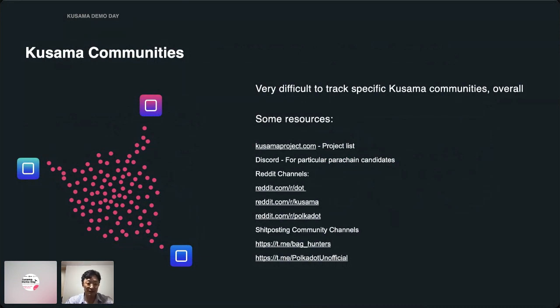Surprisingly, the Reddit channels, the subreddits of Kusama and Polkadot are actually extremely popular. So I think it could be pretty interesting for projects to look into these communities to potentially convince these users to contribute to these crowd loans, as well as there's quite a few shitposting community channels that you can find on Telegram and other mediums. Some of the larger ones that people internally have recommended are, for example, Bag Hunters and Polkadot Unofficial.